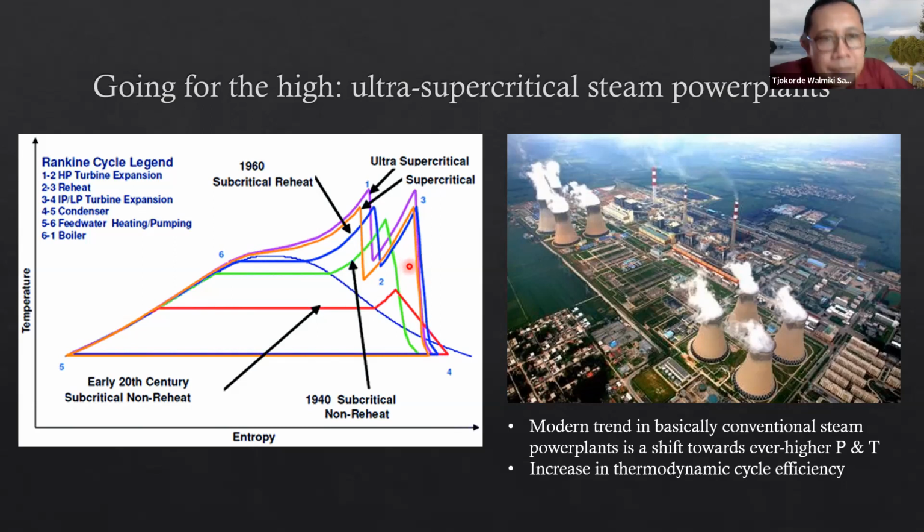Correct. Yes. So as you increase P and T, as you go for the high, then you will pay the price in terms of construction materials. Everything you need thicker walls, thicker metals, thicker refractories or insulation, and more expensive exotic alloys for the turbines. So everything gets more expensive in terms of materials of construction.